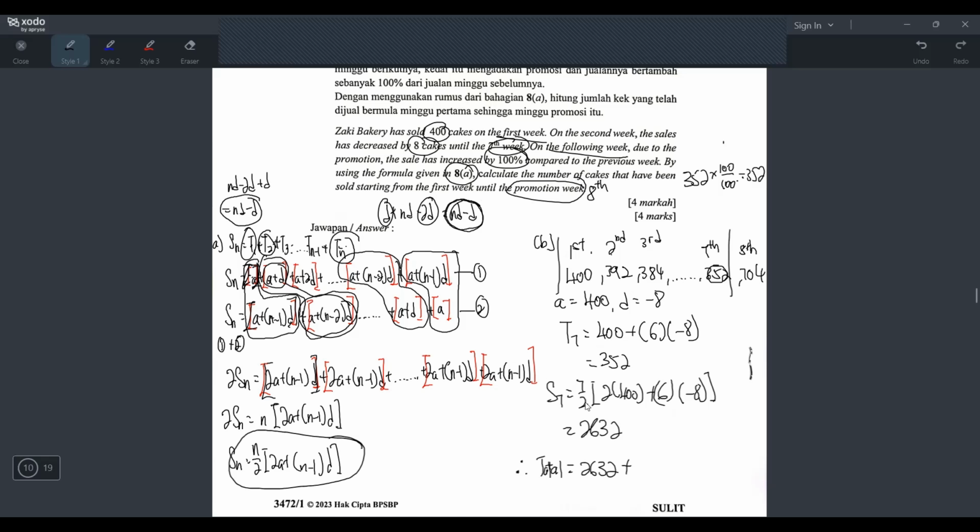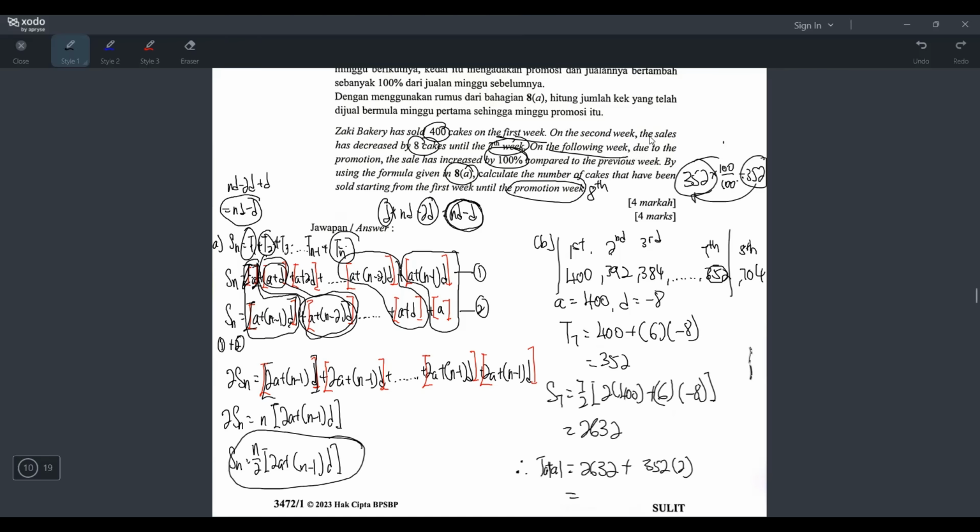And how do we get the 704? By taking 352 times 2. That's how we get the 704. Or you can also say 352 times 100%, and then take the final answer plus 352 again. So this is how you do it. Let's press calculator. 2632 plus 352 times 2, or plus 704, you get 3336.